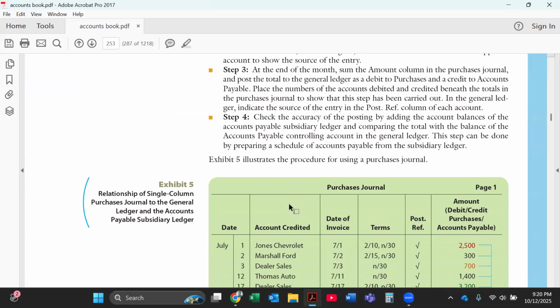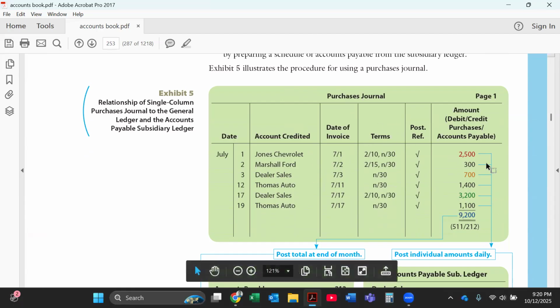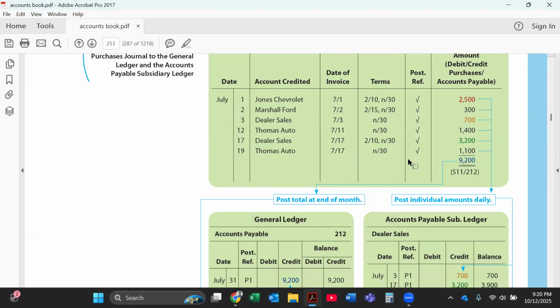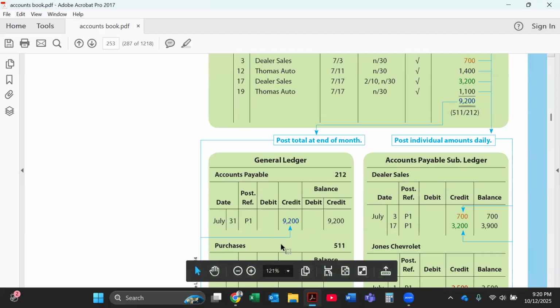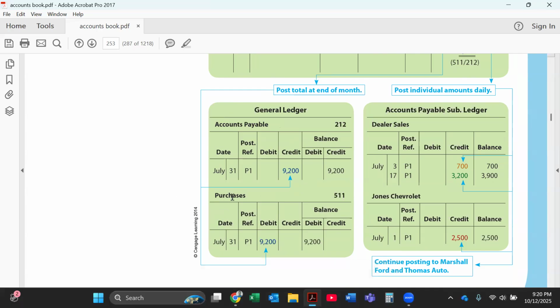Here we have an example of the purchases journal, which is the same concept. We're keeping track of the purchases from the various vendors and the terms and the invoices and the amounts, in total and in detail, in my purchases journal subsidiary account. And then the total amount goes to my general ledger for accounts payable and the purchases account. Okay.